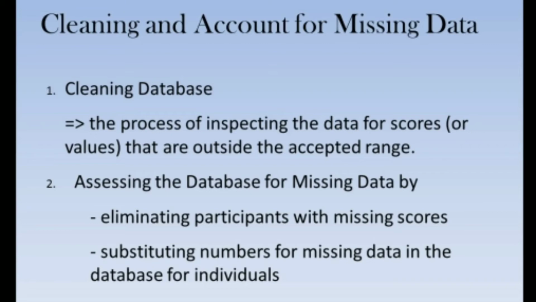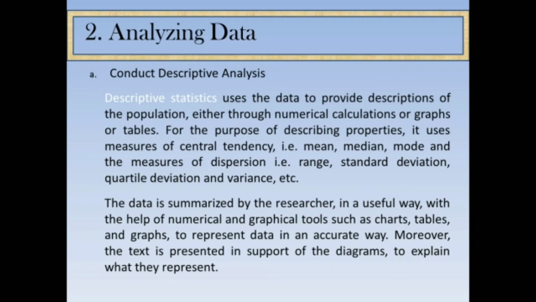The second one, you can substitute numbers for missing data in the database for individuals. When the variable is categorical, this means substituting a value, such as 9, for all missing values in the data grid. After you prepare and organize the data, you are ready to analyze it. You analyze the data to address each one of your research questions or hypotheses. For analyzing the data, you can conduct descriptive analysis and also inferential analysis.